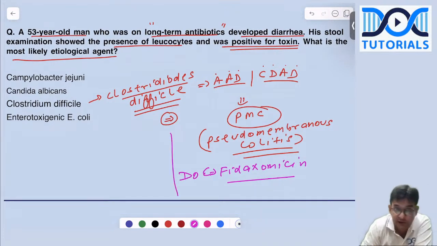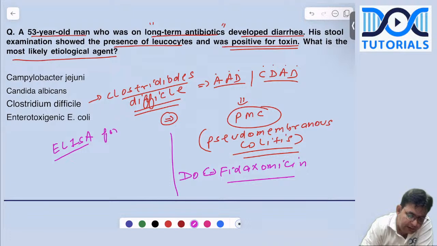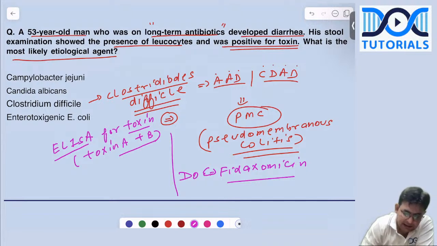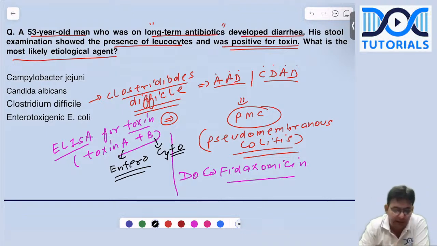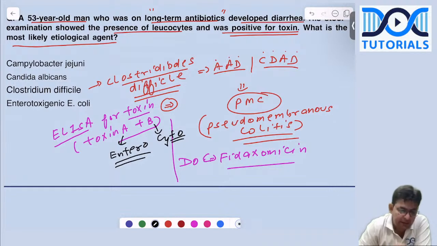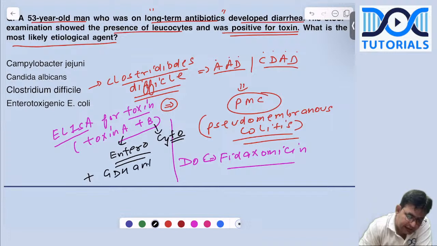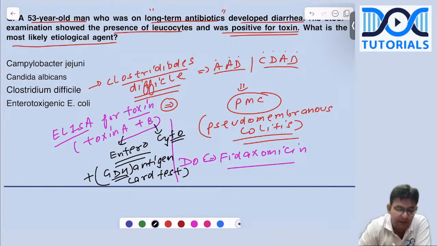Important is the question which is likely to come: in this you go for ELISA for the toxin, and this toxin is a combination of toxin A and toxin B. Toxin A is enterotoxin, toxin B is cytotoxin. So one is entero and one is cyto. This combination is demonstrated by which particular test? ELISA. Along with that, GDH antigen card test. And what is GDH, guys? Glutamate dehydrogenase. Glutamate dehydrogenase antigen card test.